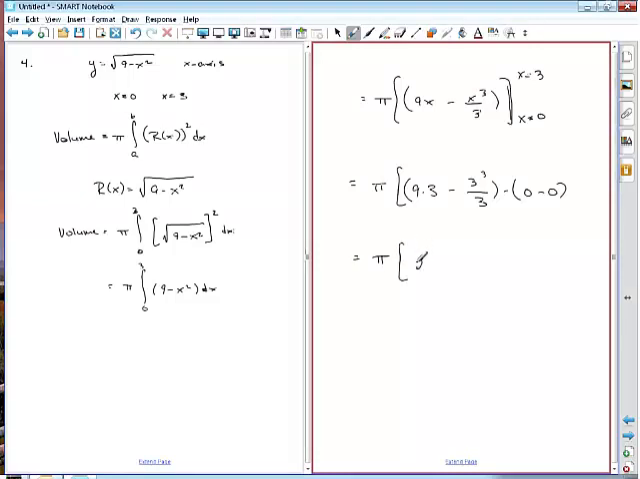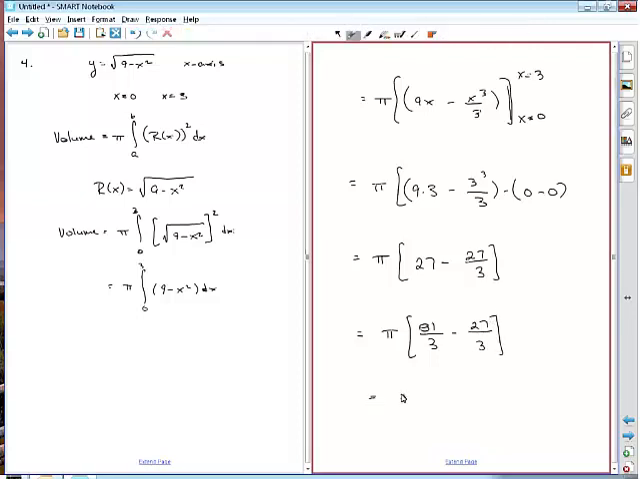So 9 times 3 is 27, and then we get 27 divided by 3. So you multiply 27 by 3, which is 81. So we'd have 81 thirds minus 27 thirds, which is equal to 54 thirds. And I don't think you can divide, well, maybe you can. Actually, you can. 54 divided by 3, use a calculator. 54 divided by 3, and make sure it gets right, 18. So that's going to be 18 pi.